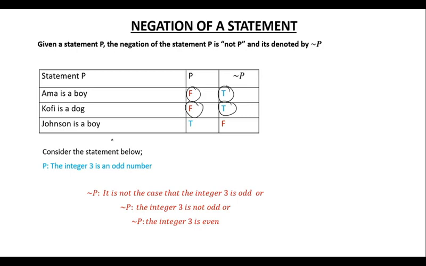Is Johnson a boy? Yes, Johnson is a boy. So this is a true statement. But the negation of this statement becomes what? A false statement. Now, let's consider the statement below.